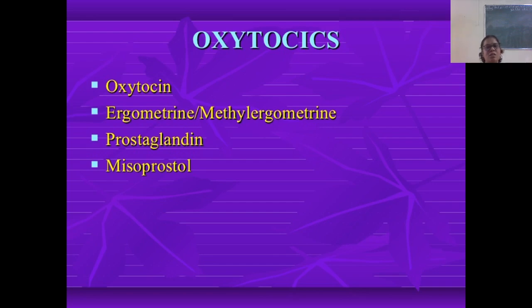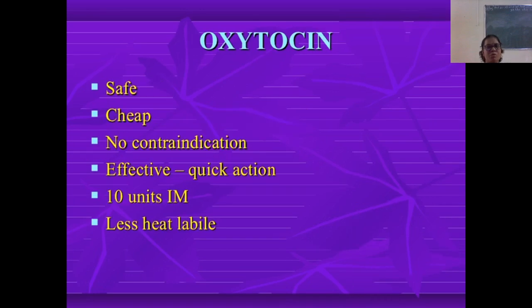Oxytocic drugs which are given may be oxytocin, ergometrine and methylergometrine, prostaglandin and misoprostol. Oxytocin is safe, cheap, has no contraindications, and is effective with quick action. 10 units will be given intramuscularly and it is less heat labile.